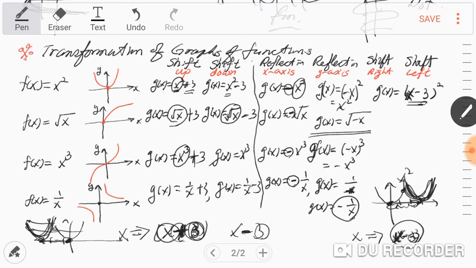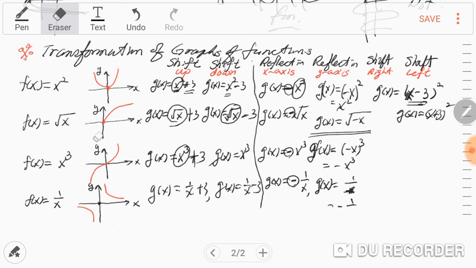Okay, so when you shift the graph 3 units to the left, then g of x will be x plus 3 squared. Okay, let's try x cubed. For this one, I want to shift the graph 3 units to the right. Then the function will be, replace x with what? X minus 3 cubed. So this means the graph of x cubed is shifted 3 units to the right. How about to the left? If you shift the graph 3 units to the left, then that will be x plus 3 cubed.